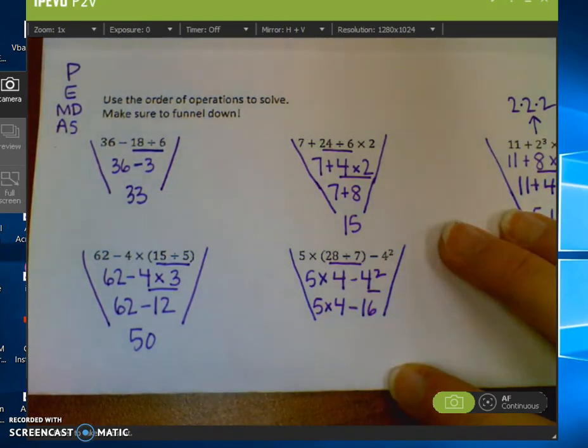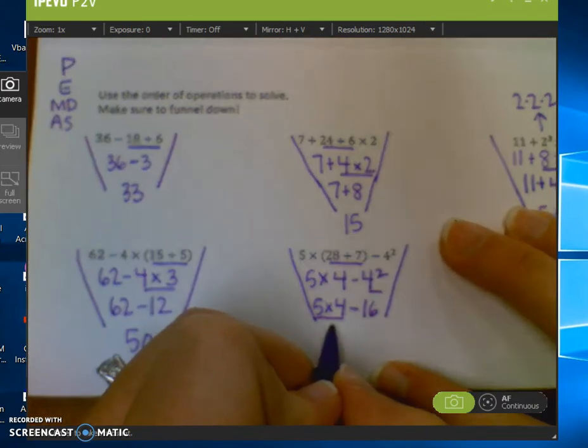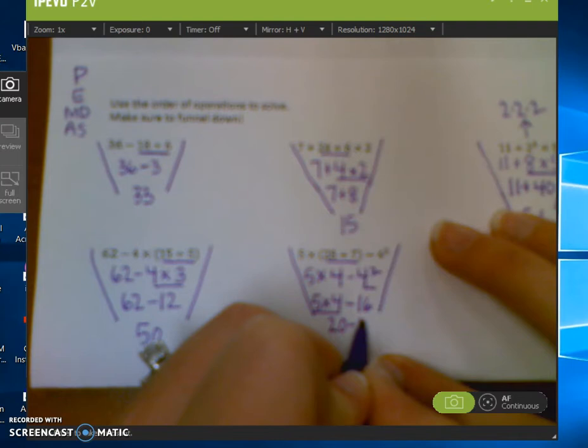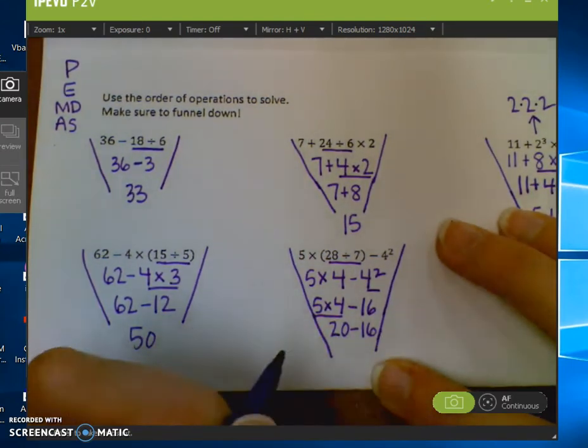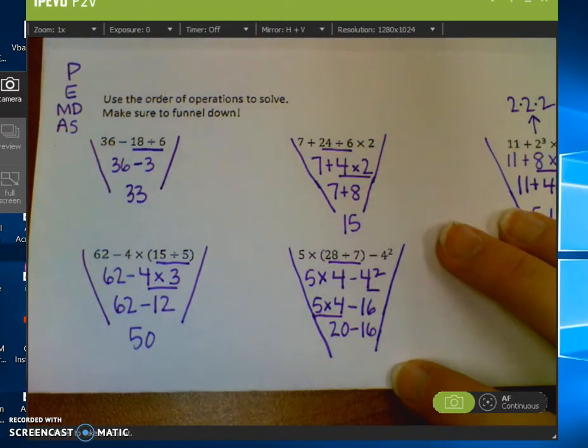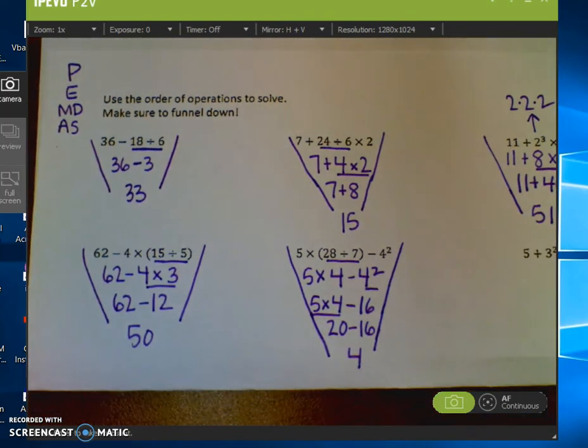After I do exponents, I multiply or divide, whatever comes first. And I do have a multiplication. So I'm going to do 5 times 4 is 20 minus 16. Just going to copy everything else down. And then my last part of my funnel, my final answer, I subtract 20 minus 16 gives me 4.